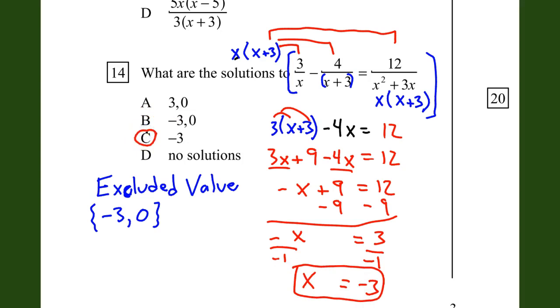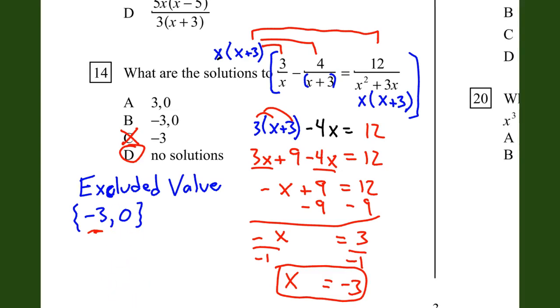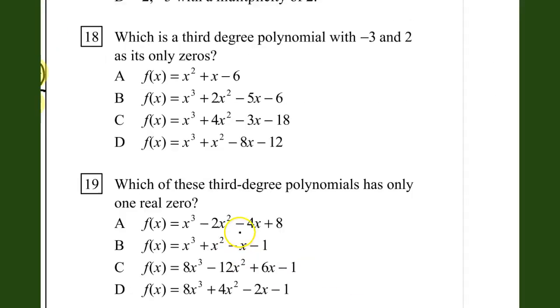Is that correct? No, because that's on our excluded value list right here. We had an answer of negative 3 and plugged it back in right here. We have negative 3 plus 3, which is 0, and you cannot divide by 0. So that answer is out, and we're sticking with no solution because we had to throw this number out. Let's go over to the next column, to number 15.